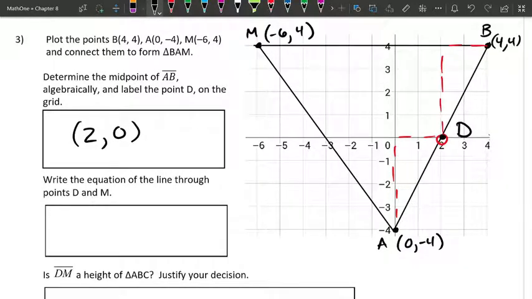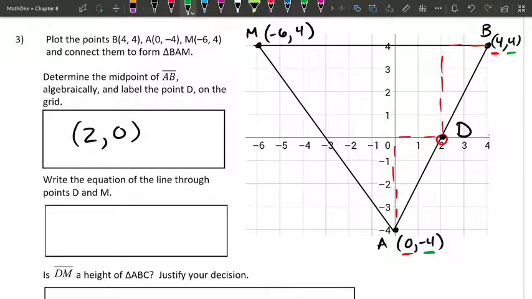The other way that I can get that, and it wasn't necessary this time, is if I look at the x coordinates 0 and 4: 0 plus 4 is 4, and half of that gives me 2. And if I do the same thing for my y coordinates, negative 4 plus positive 4 is 0, and half of 0 is 0. So that's the averaging way to get the coordinates of the midpoint. I've got the coordinates of the midpoint and it is labeled D.